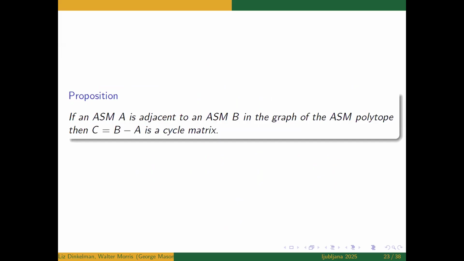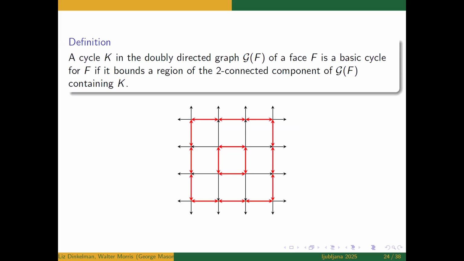So we have a proposition from this: if an ASM A is adjacent to an ASM B in the graph of the ASM polytope, then C equals B minus A is just a cycle matrix. I want to look at the definition of a basic cycle. A cycle K in the doubly directed graph G of F of face F is a basic cycle for F if it bounds a region of the two connected components G of F containing K.